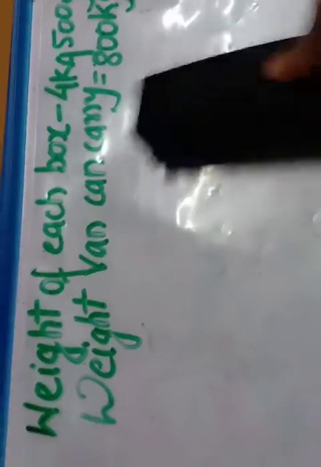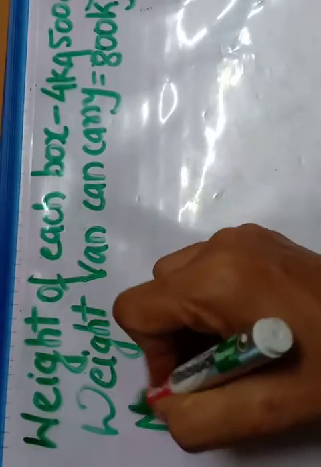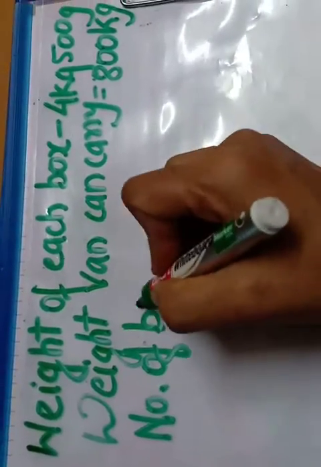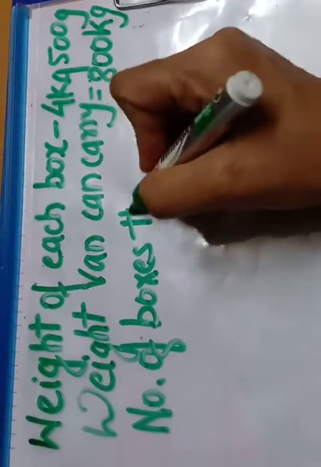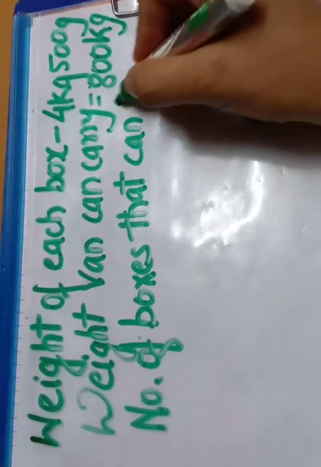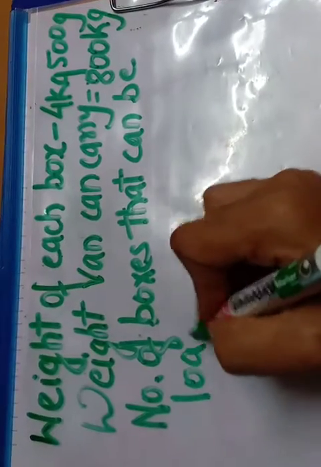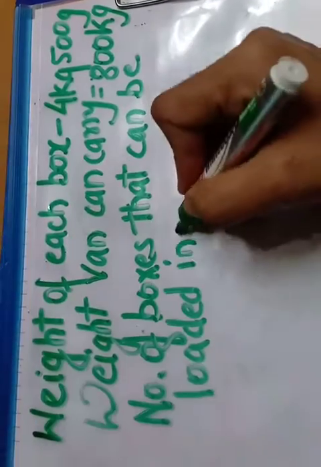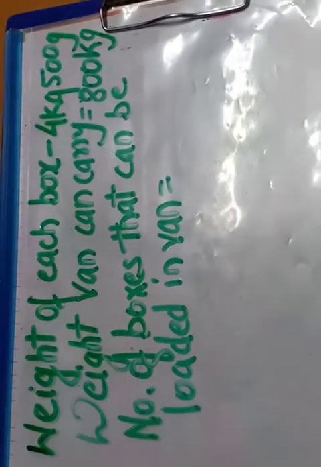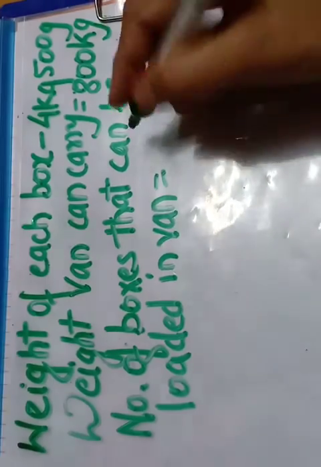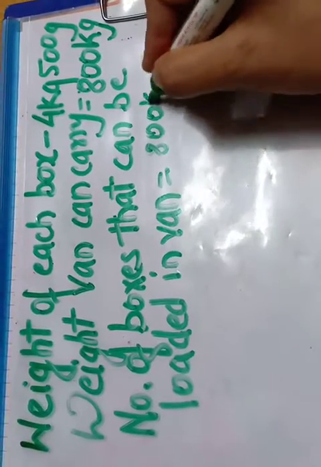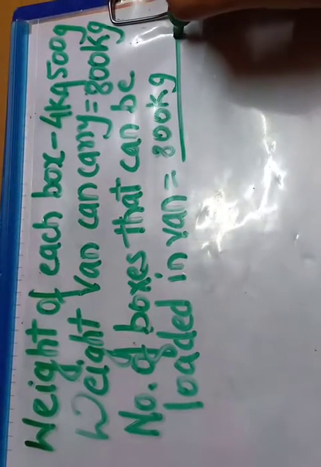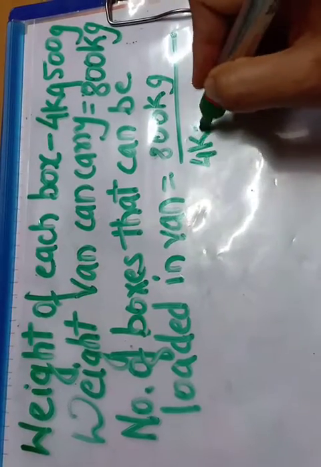Okay, so I'll just write now the statement. Okay, the statements we have written. We'll now write the statement where we have to write the operation. So number of boxes that can be loaded in van is equals to, what is the total weight that can be loaded? 800 kg. Okay, so this total weight is being divided into small groups, and weight of each group is 4 kg 500 grams.